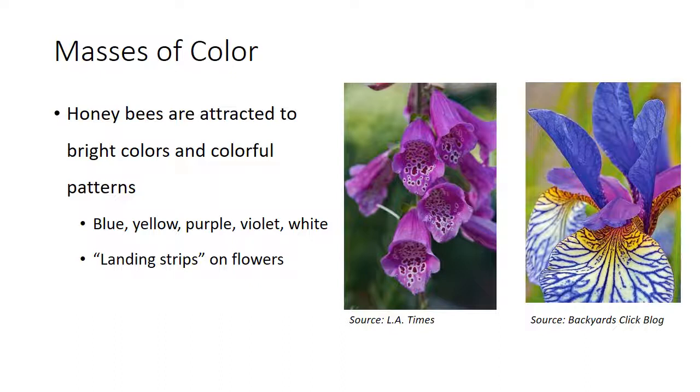First is the masses of color. Honeybees are attracted to bright colors and colorful patterns, so you want to be sure to include as many colors and patterns as possible in your garden, particularly blue, yellow, purple, violet, and white flowers, or along that spectrum. And then also, some flowers have what's known as landing strips for the honeybees, which makes it really easy for the bee to find the nectar and for the flower to get pollinated. So those are great to include as well.